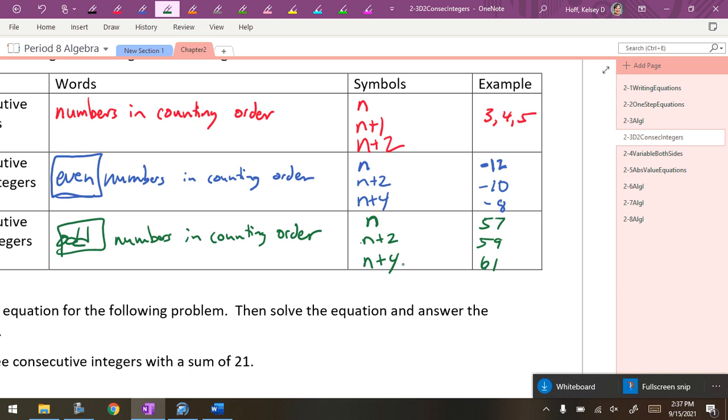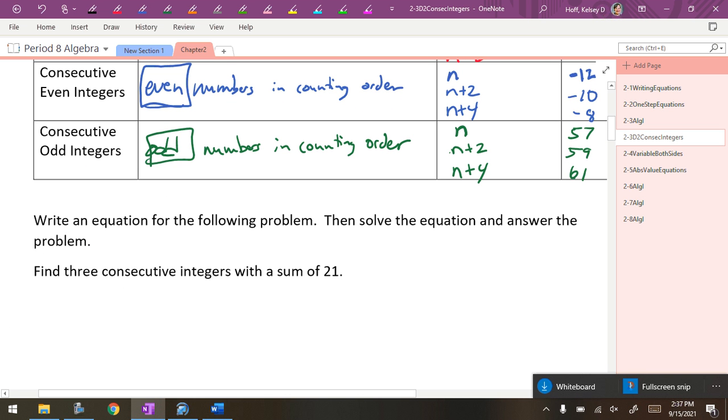Okay? So for all of these, we're going to get really good at writing equations today. We're going to write an equation for the following problems and then solve the equation to answer the problems. I know you guys can guess and check, but you'll earn a 25% on the problem, which is not going to work out well for you in your overall grade. Writing equations is the most important piece. So we read the problem.